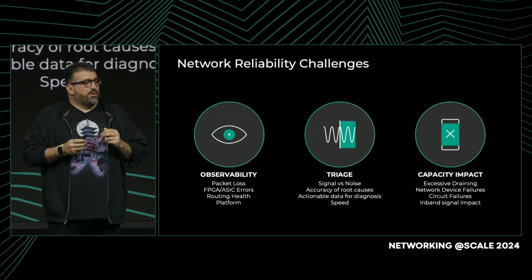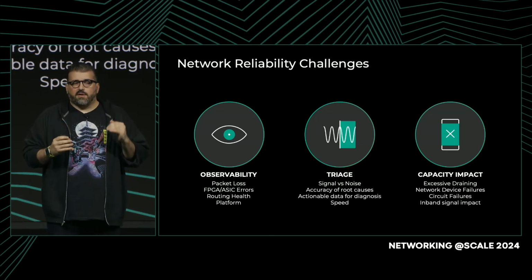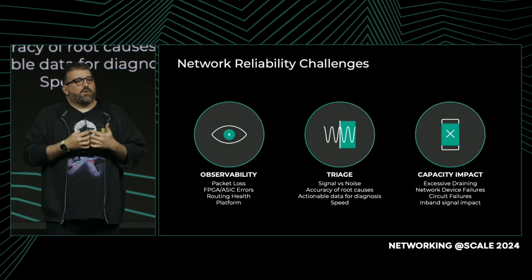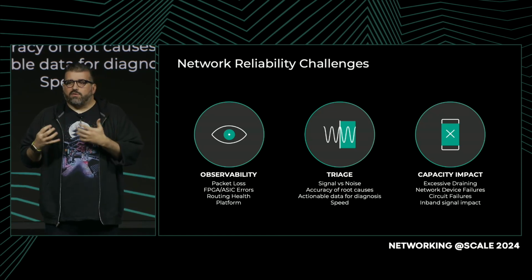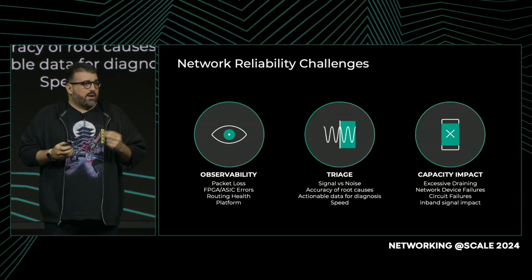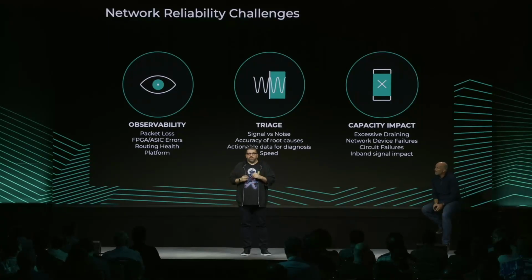I also want to make the note that this is not unique to the backend network. Both networks have these challenges, but the backend network does have a higher reliability bar, and this has been the forcing function for our teams to rethink and reimagine how we do some of these operations that historically we were doing for quite a while. And with that, I'm going to hand off to Rob to talk about some of the strategies that we have implemented to address these challenges.